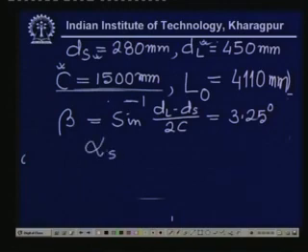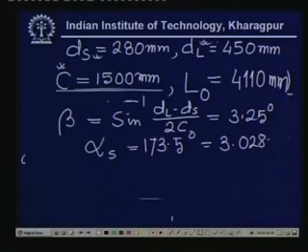So what you get is alpha for the smaller pulley, which is actually of interest. If you subtract twice this value, 6.5, from 180 degrees, then you get 173.5 degrees, and this is converted to radians as 3.028 radians. So this is the value of alpha s.